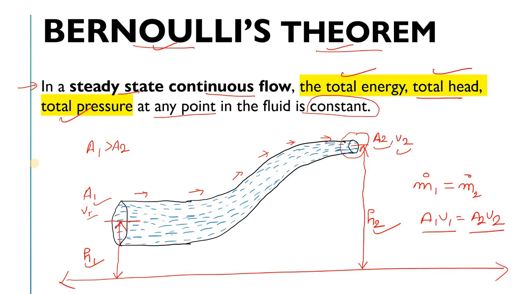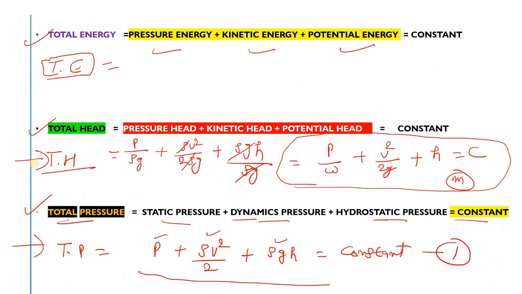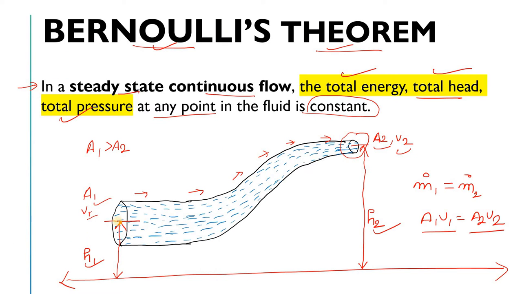So here you can see one thing. First of all, here we have expressed the Bernoulli's equation with respect to total head or with respect to total pressure. Now what we can do is simply apply the Bernoulli's theorem here at point 1 and at point 2. If you apply Bernoulli's theorem here, what can you find? You can find any unknown quantity or any unknown variable.